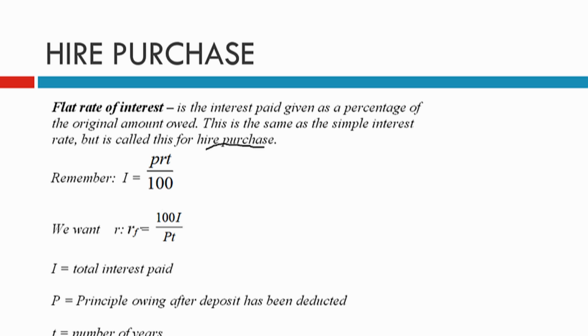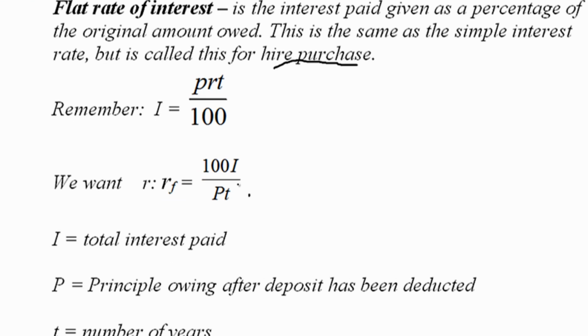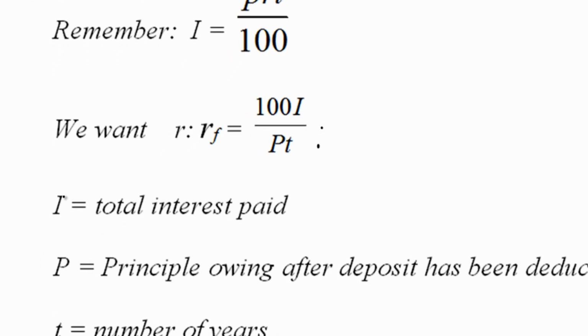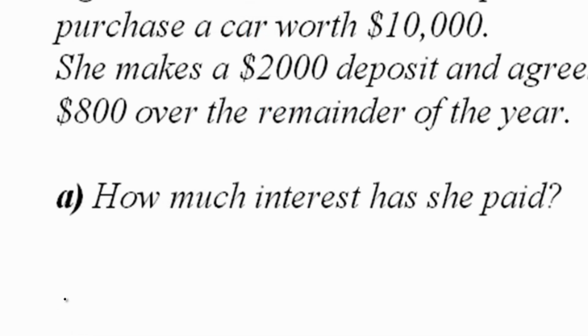Remember, you don't need to rearrange it. You can just use your solve button, use I equals PRT divided by 100, put in your information, comma R if you want it, because we want to find the rate, and close your bracket and press enter. We know what I stands for, we know what P stands for, and we know that T is always the number of years. Now remember, the principal though is with the deposit deducted.